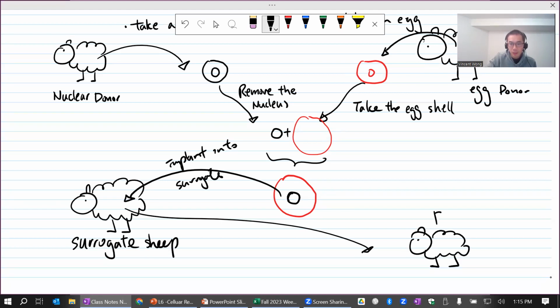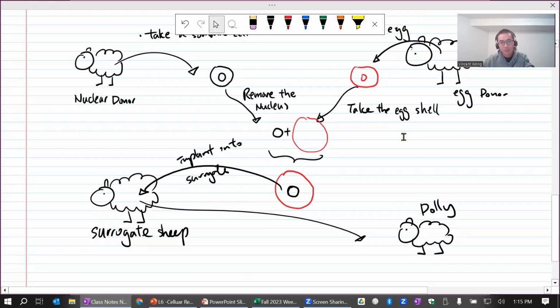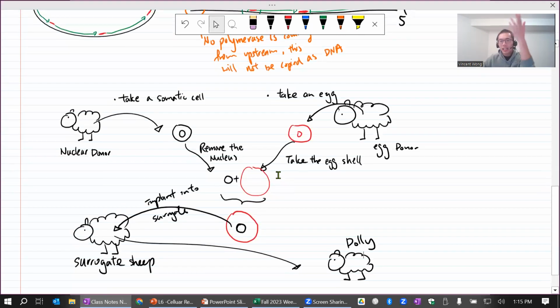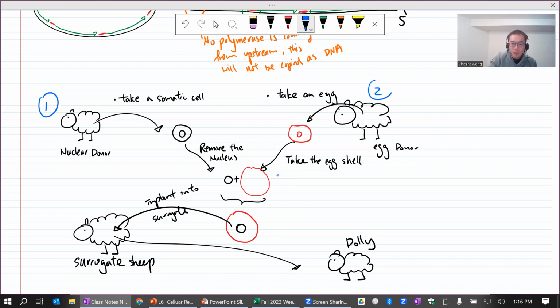Dolly. Now I want to ask you, in this process, Dolly is a clone of which sheep? Is it a clone of the nuclear donor, clone of the egg donor, clone of the surrogate sheep, or really is a combination of all of them? What do you guys think? Let me know. Type it in the chat.